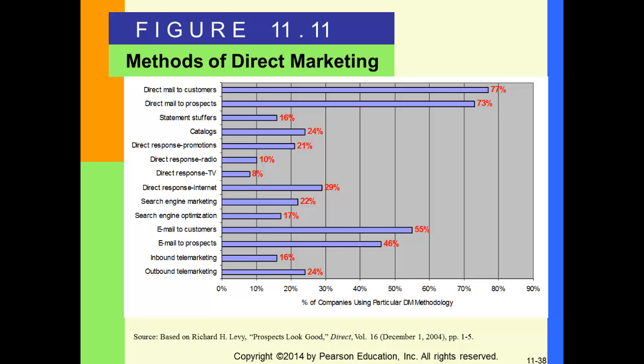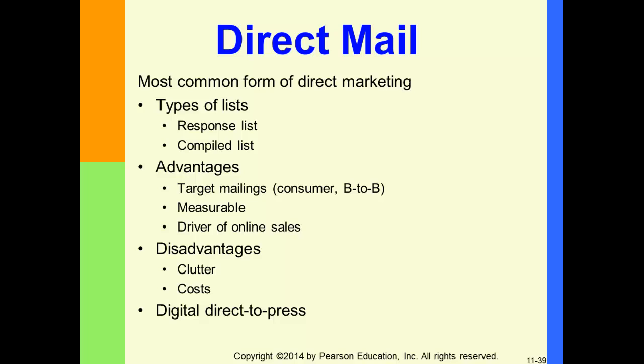This graph shows the percentage of companies using particular forms of direct marketing. Direct mail to customers and prospects was number one, used by about 77% and 73% of companies. Email to customers and prospects was the next most widely used. The most common form of direct response marketing is direct mail. That's the company I used to work for. Over 70% of the companies use some form of direct mail.